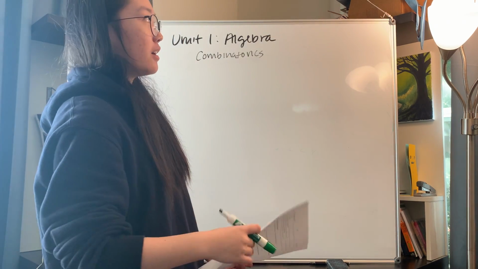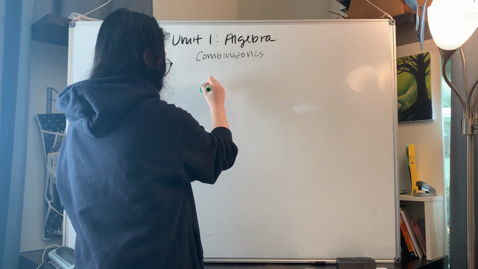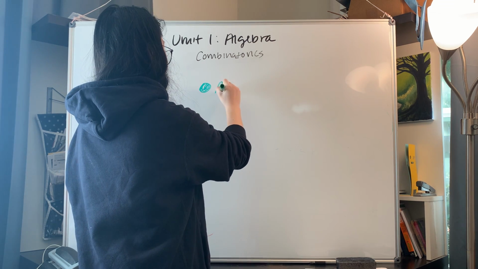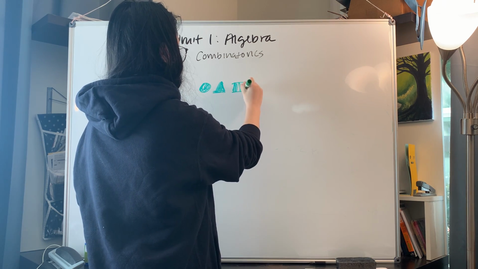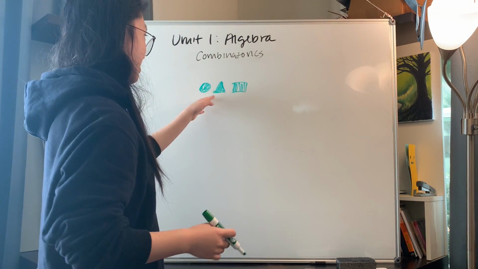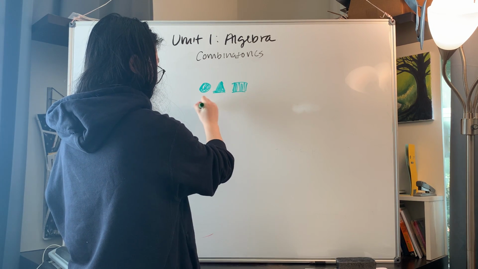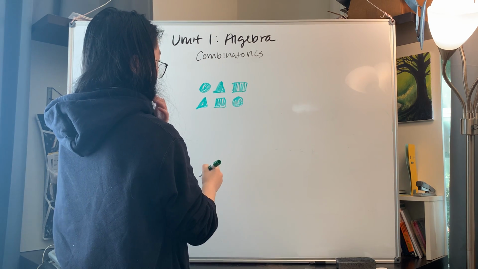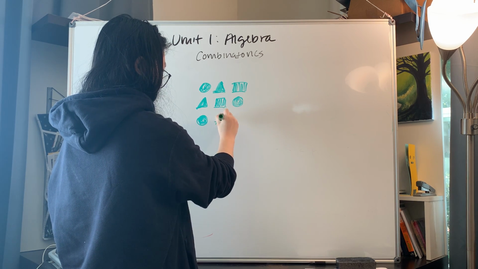So I'll start with an example again. Let's say that we have 4 different shapes. Actually, let's start with 3 different shapes. We have a circle, we have a triangle, and we have a square. So how many different ways are there to arrange these three different shapes in a line? Well, there's this one that I just drew out here. We can also start with a triangle, and then a square, and then a circle. We can also start out with a circle, and then a triangle, and then a square.